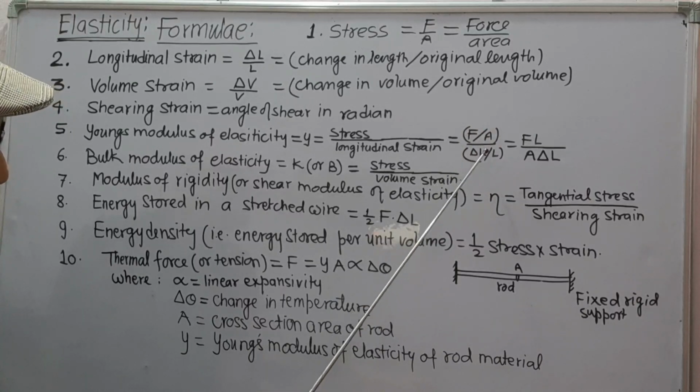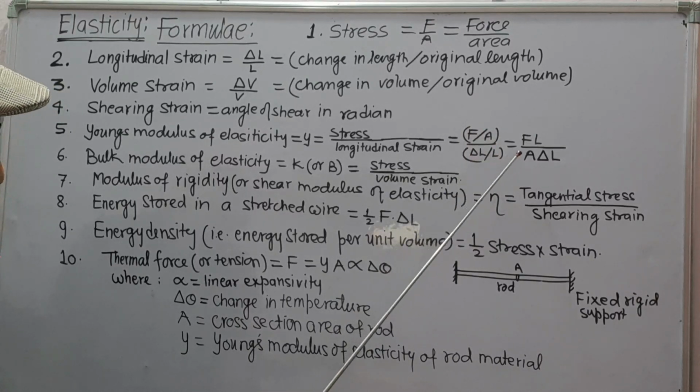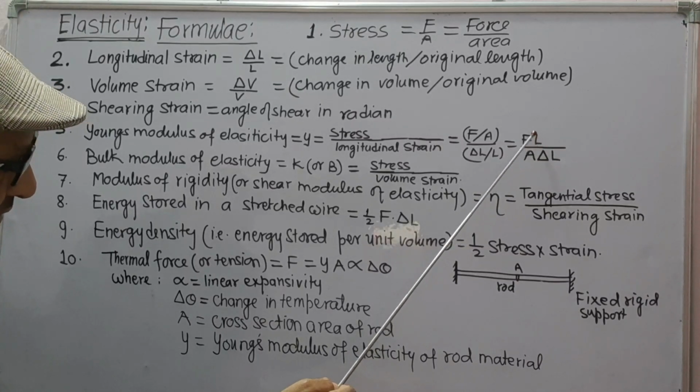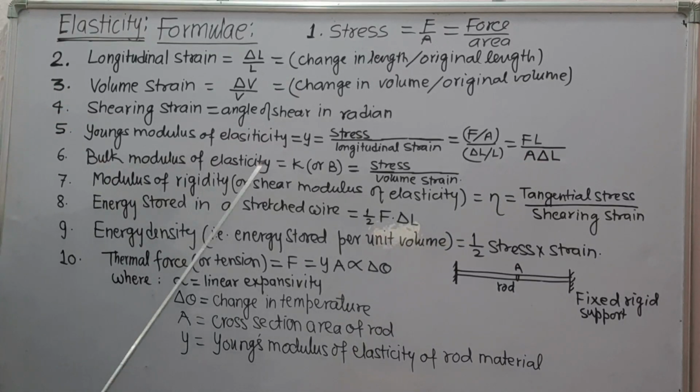Stress is force per unit area. Longitudinal strain is change in length upon original length, which may be written as F into initial length upon A into change in length. Bulk modulus of elasticity is denoted by capital K or B, which is stress per unit volume strain.